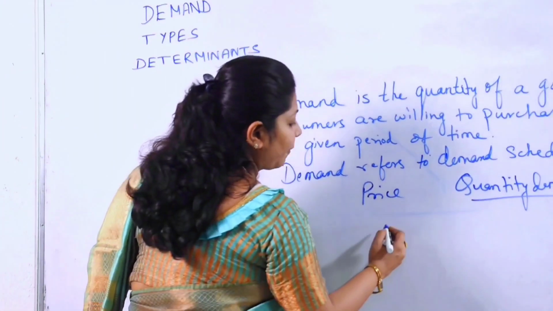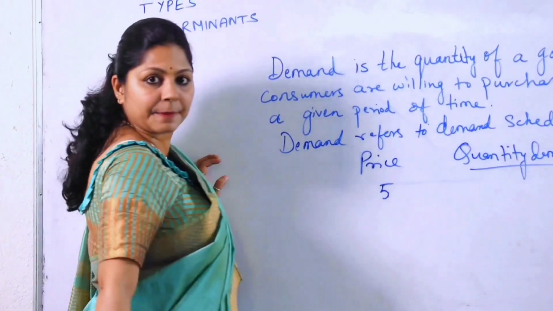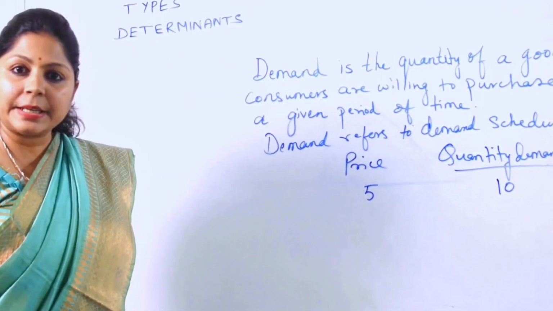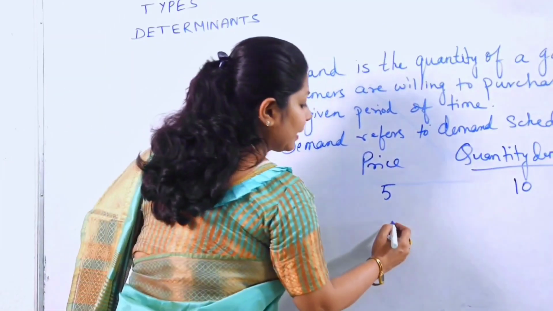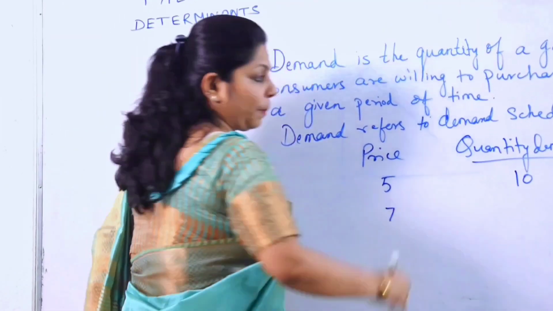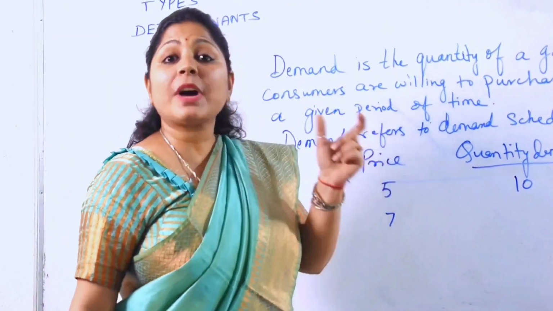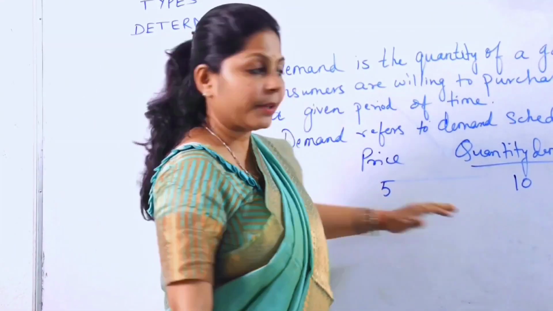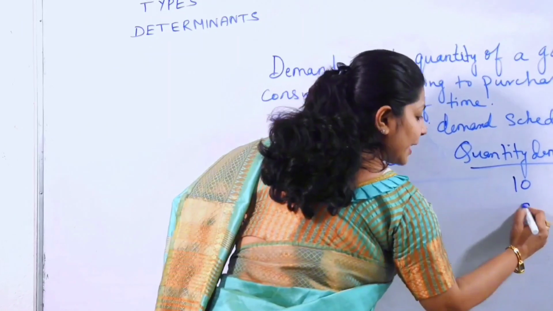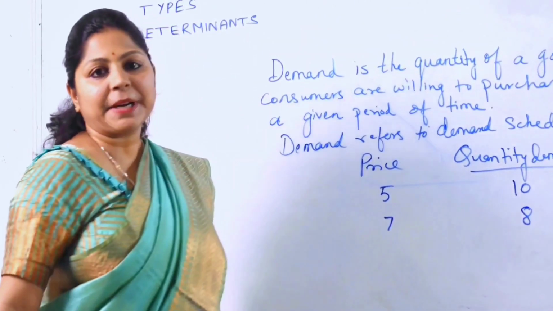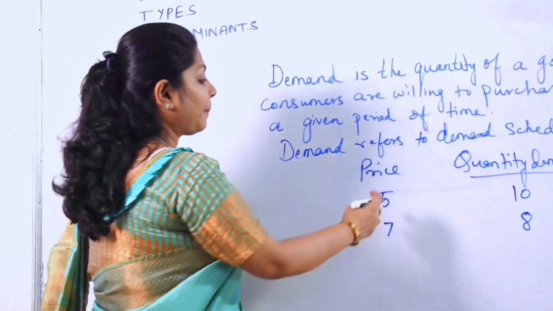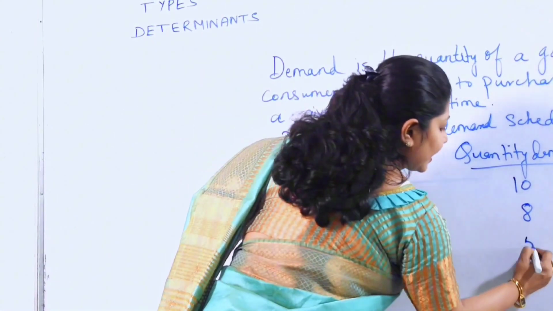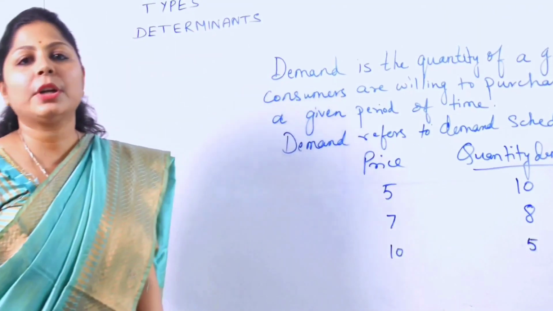Say if the price of pen is 5 rupees, so you are purchasing 10 units of a particular commodity. But when the price of pen is increased to 7 rupees, then because you have a limited income, you will decrease the quantity demanded. So in that case, you will be purchasing 8 units of a particular commodity. Whereas when the price is further increased to 10, then you will be purchasing 5 units of a particular commodity.